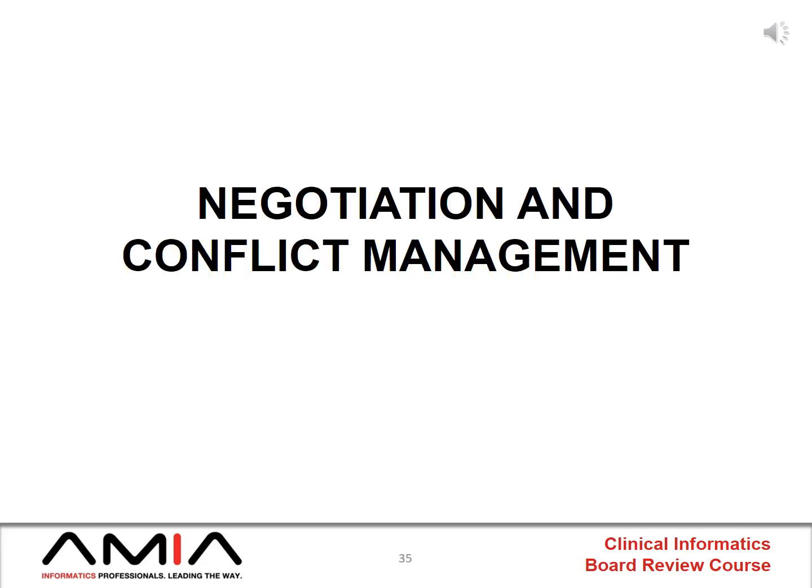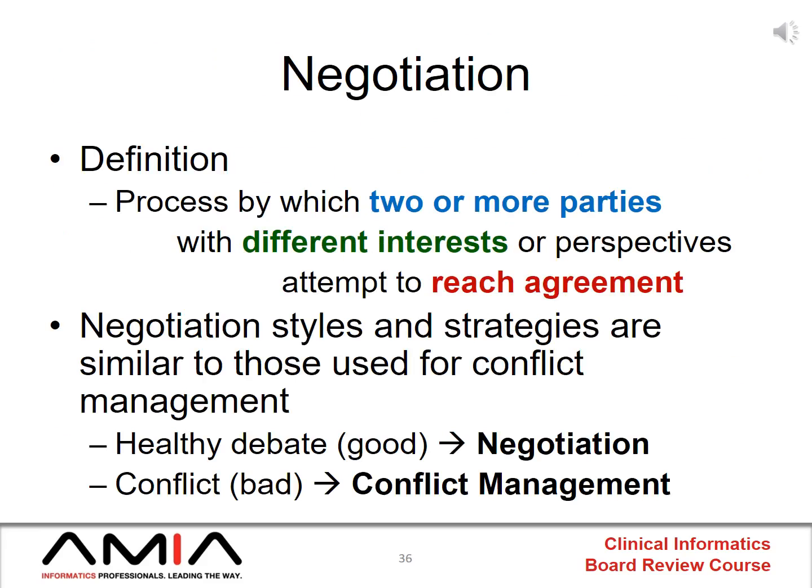The next section is negotiation and conflict management. First, we're going to start with negotiation. Negotiation is the process by which 2 or more parties with different interests or perspectives attempt to reach agreement.